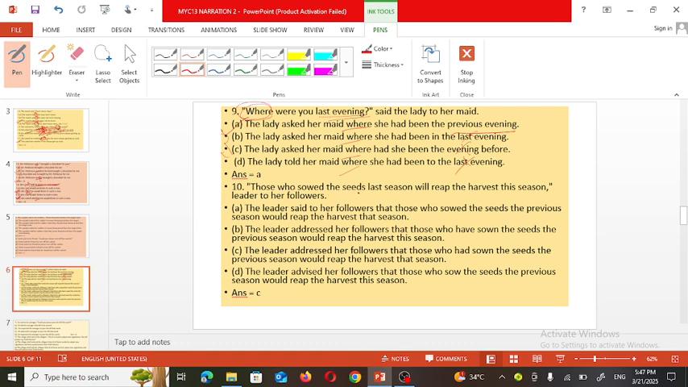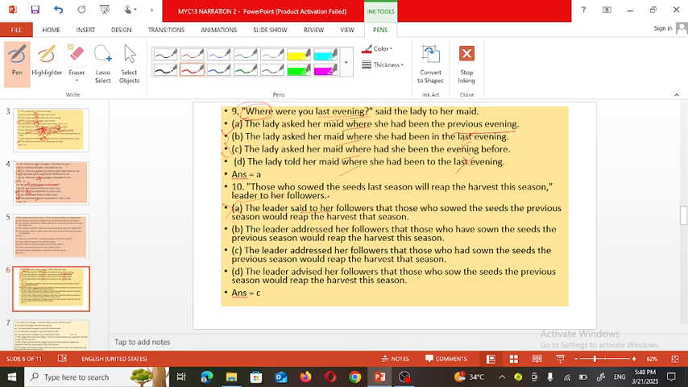Those who sowed the seeds last season will reap the harvest this season. Leader to her followers. Now this is a dialogue said by the leader to the followers. So leader said to the followers, or leader addressed the followers, or leader advised her followers. So all these three are correct. But here said to, we cannot use to, as I have already told you. Leader asked or leader addressed, leader advised. That is correct. So we need to consider these three options.